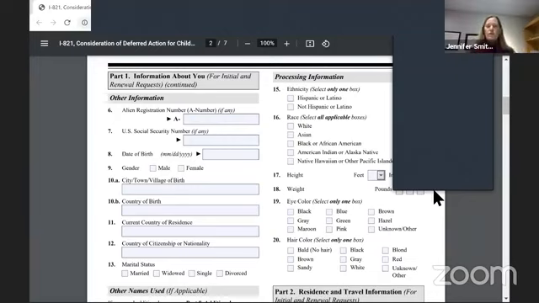Okay, so we're talking about whether the child's been present in the U.S. long enough to qualify for DACA. And who wrote the question? What was the name?